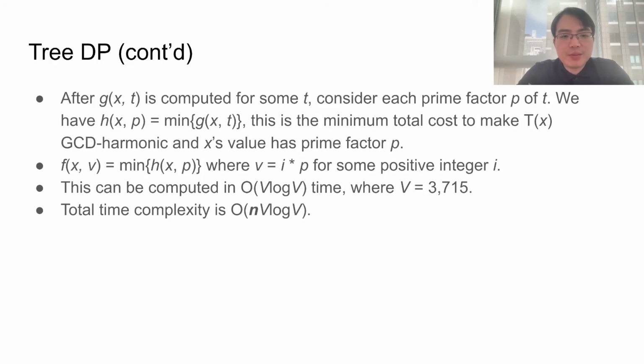These two steps can be computed in O(V log V) time, where V is the number of new values that we will consider. This count is 3,715. The total time complexity of the dynamic programming is going to be n times V log V.